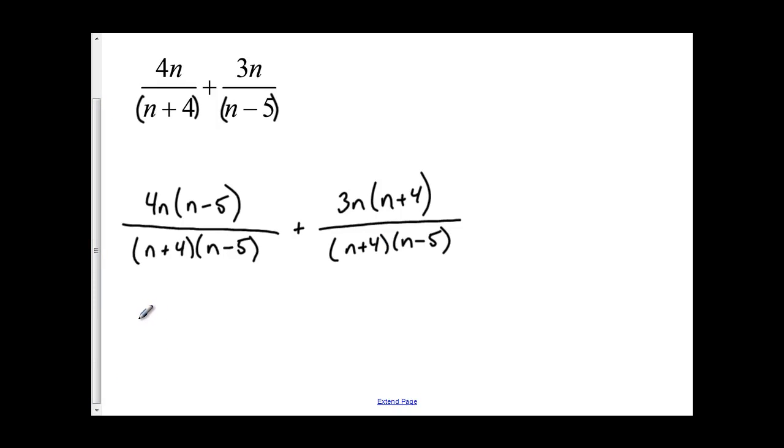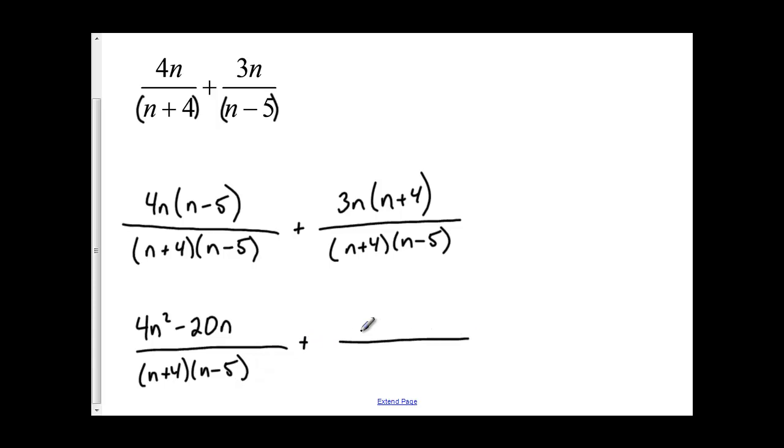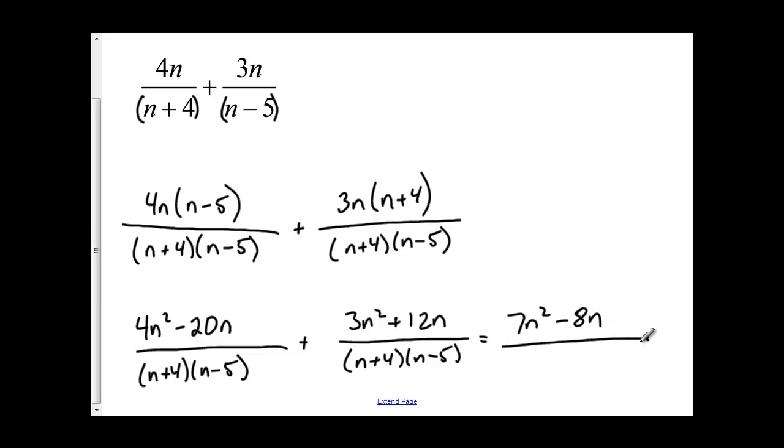The next step is I'm going to expand. So I'm going to get 4n squared minus 20n all over n plus 4 and n minus 5. On this side, I'm going to have 3n squared plus 12n, and I'm also going to have n plus 4 and n minus 5. Now my last step is just to collect my like terms. So I've got 4n plus 3n. It's going to give me 7n squared. Negative 20n and positive 12n is going to give me negative 8n. And my denominator is n plus 4, n minus 5.